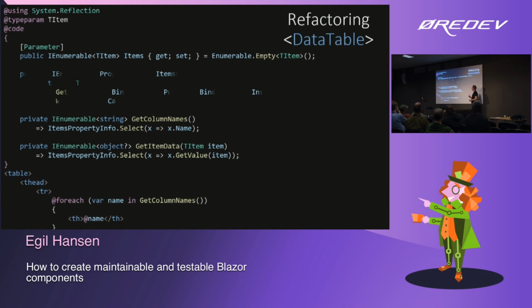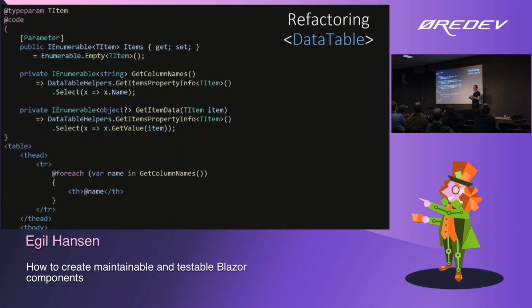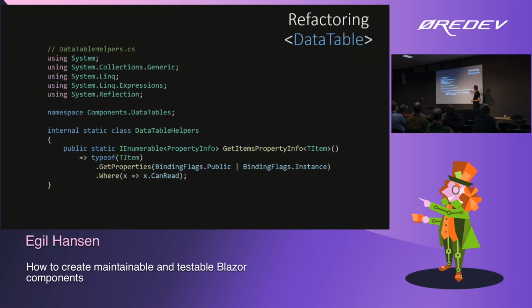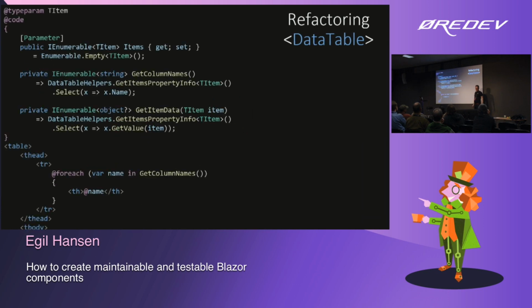I think first, let's move the helper property out that deals with the magic of figuring out what the components of the item structure is, and move it into a helper class. And that looks like this. So now we just have a static helper method with a get items property info method that we can call to get the details about the T item. Now we are ready to sort of start splitting things up a bit more.